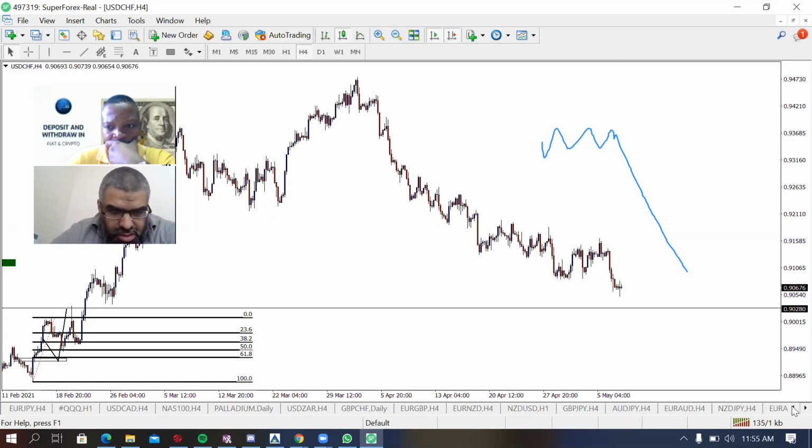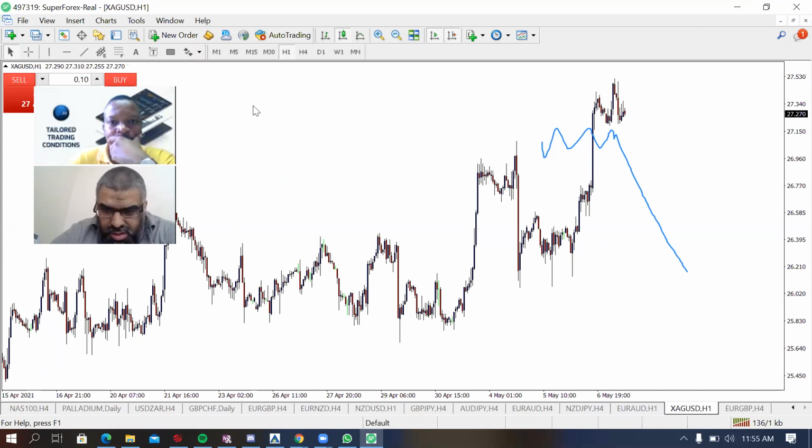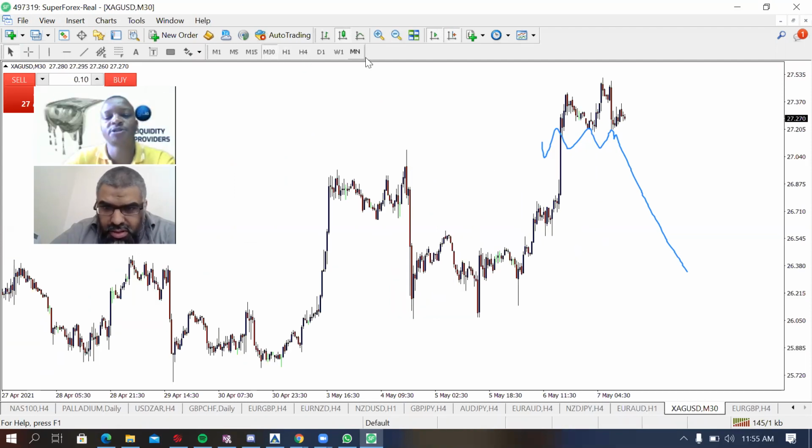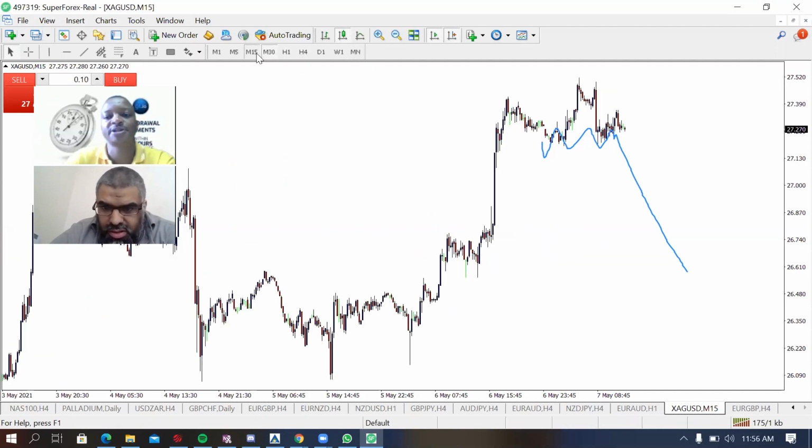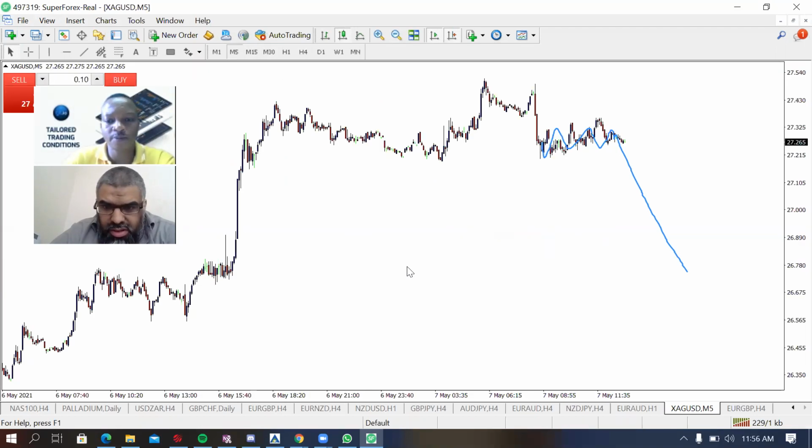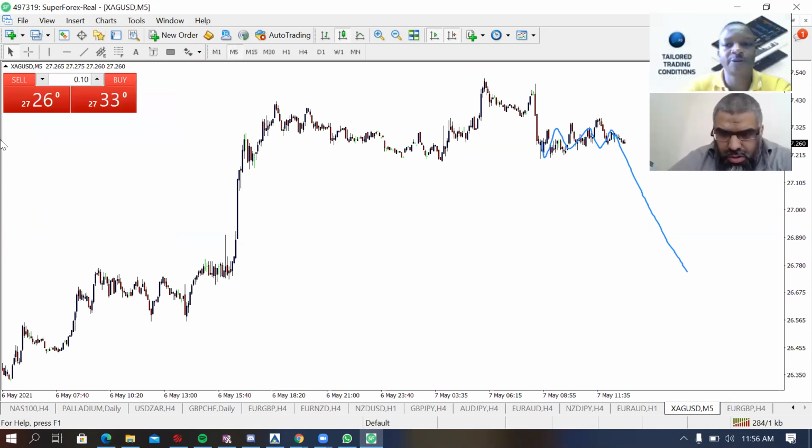We have silver somewhere. Okay, there we go. See, even if we go to 30 minutes, it's still gonna show, but it's very much clear. You see 15 minutes, but it's very much clear on the 5-minute time frame. So man, you can trade any time frame that you want. On every time frame it's showing a similar pattern.